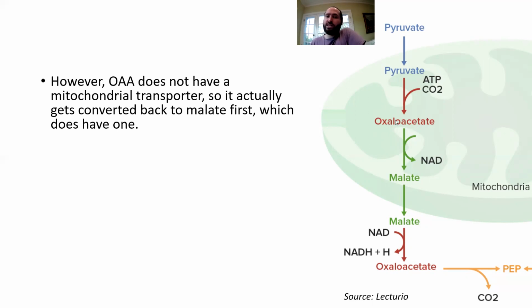However, once we want to continue back up the gluconeogenesis ladder, we have to get oxaloacetate out of the mitochondria and then convert it into phosphoenolpyruvate, which is what we see as PEP here. The problem is oxaloacetate doesn't actually have a mitochondrial transporter. Again, I don't know if you actually need to know this for the MCAT, but it actually gets converted into malate. That would be an oxidation or a reduction reaction there. Oxaloacetate to malate, oxidation or reduction?